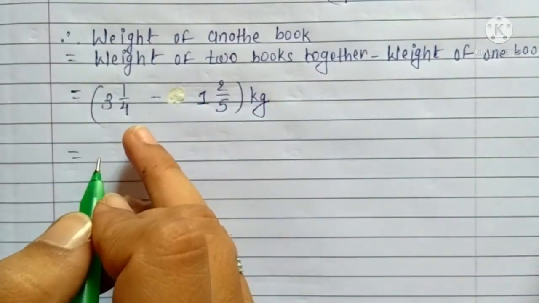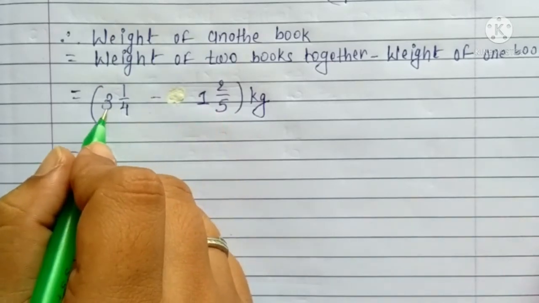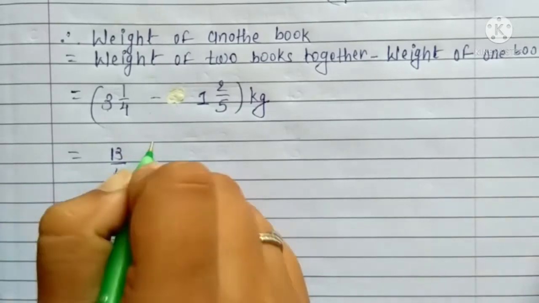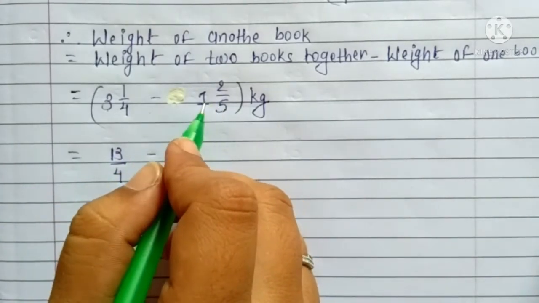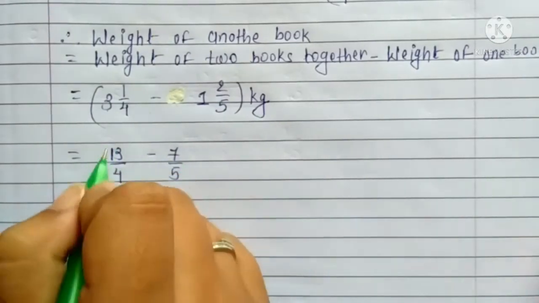Now we convert this mixed fraction into improper fraction. So 4 3s are 12, 12 plus 1, 13. 13 upon 4 minus 5 1s are 5, 5 plus 2, 7. 7 upon 5 kg.